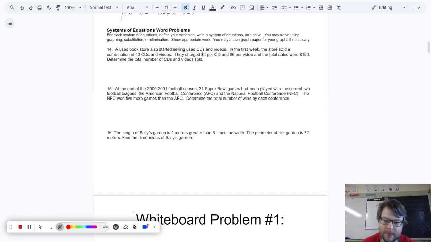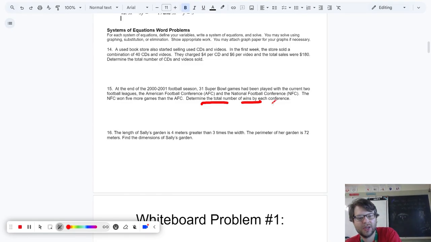Number 15. At the end of the football season, 31 Super Bowl games had been played with the current two leagues, AFC and NFC. The NFC won 5 more games than the AFC. Determine the total number of wins by each conference. So here, another way to know what your variables are is that the question usually spells out for you the things you don't know. Whatever the question's asking for is the thing you don't know, that's what you're going to use your letters for.